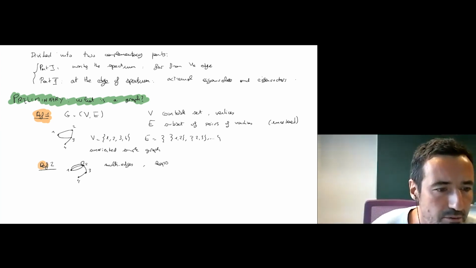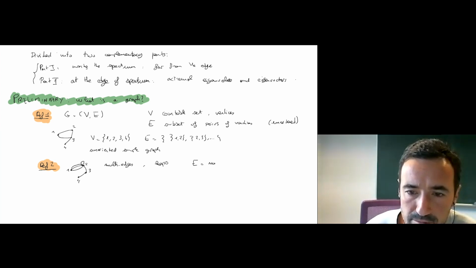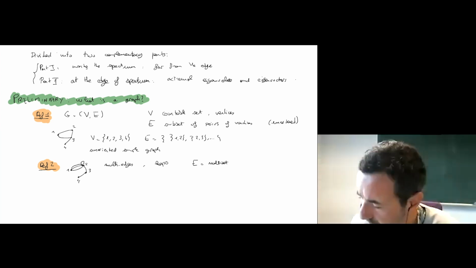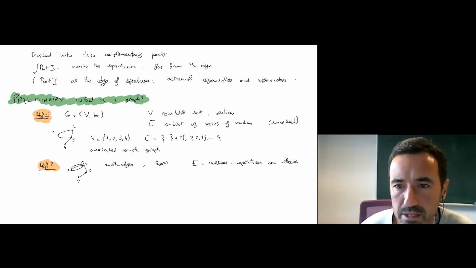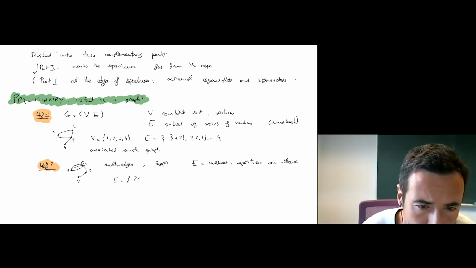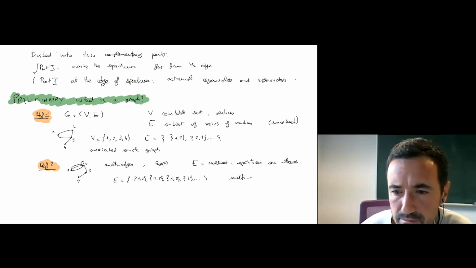If you want to allow this to be a graph, then the proper notion is a multigraph, where now E is a multiset, meaning that contrary to a set, repetitions are allowed. Repetitions are allowed also in terms of the vertices. In this case the multiset would have 1, 2 three times. It's a bit ugly to write, so you never write it, but usually this is called a multigraph.